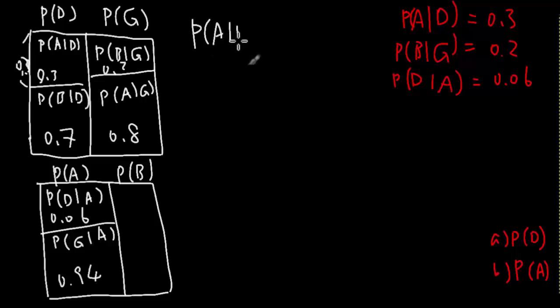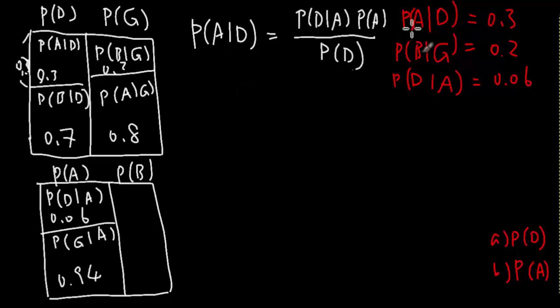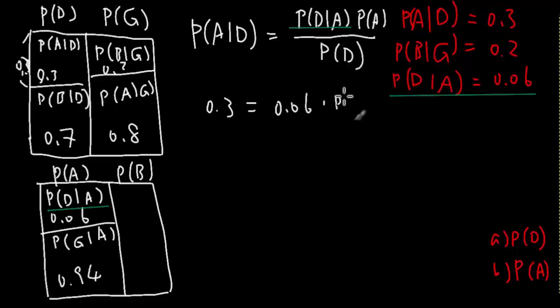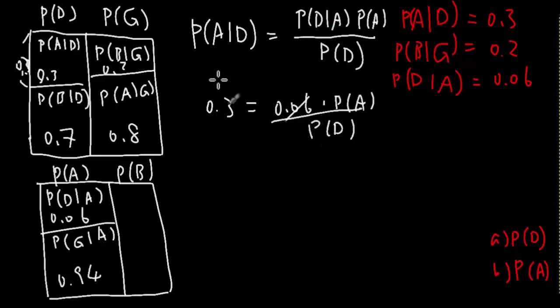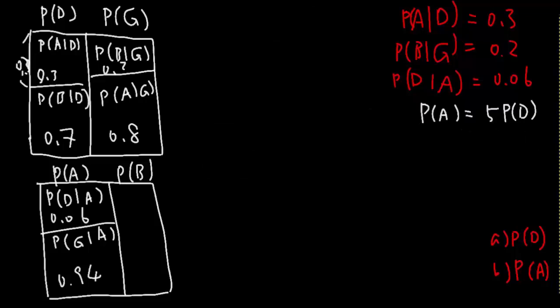Now let's use the Bayes theorem for A and D. P(A given D) is 0.3. P(D given A) is 0.06. We don't know P(A), we don't know P(D) yet. I can divide both sides by 0.06, this is 5. Then 5 times P(D) is equal to P(A). Okay, I write it down here. We still have a relationship between B and good, but I think we don't know B well, so I use a relationship between A and G.